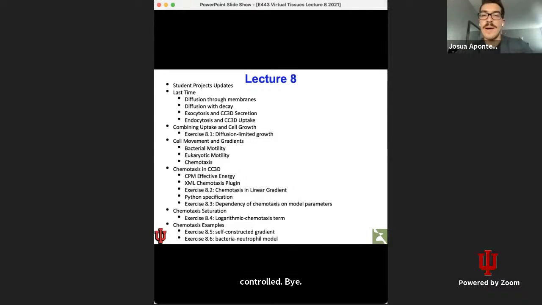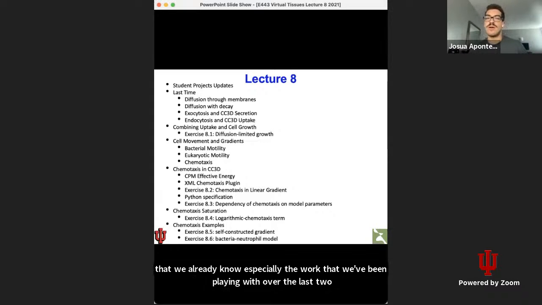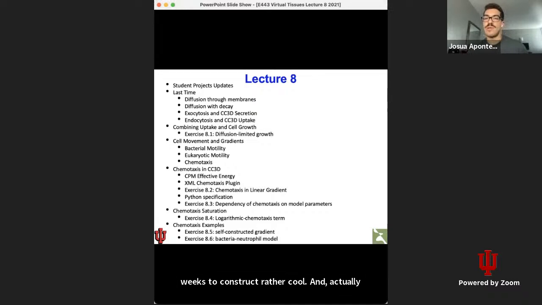And then, at the end of the class, we will have 2 exercises that I think are really fun, where we can actually start combining some of the stuff that we already know, especially what we've been playing with over the last 2 weeks, to construct rather cool and actually quite realistic models of cell behaviors.